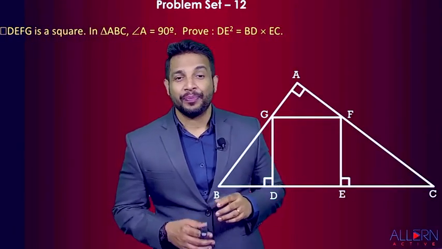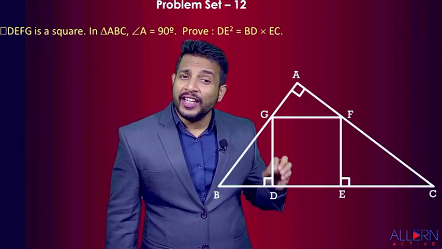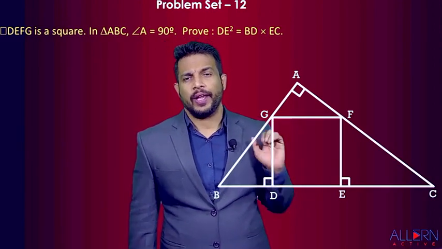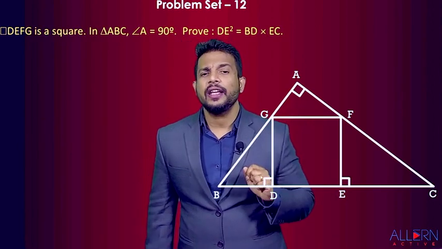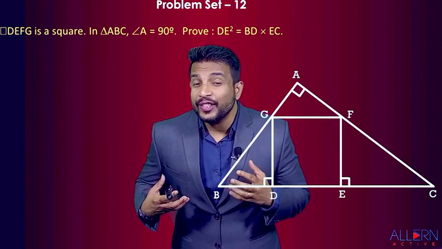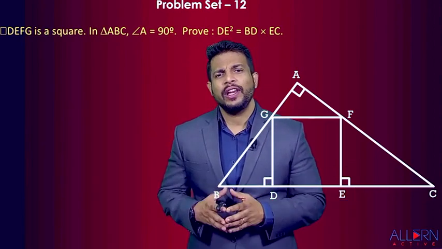Let us do a beautiful sum, a very interesting one. Let's see the sum. We have a figure here and the sum information. It says that quadrilateral DEFG is a square. In triangle ABC, we have angle A given as 90 degrees. Prove that DE square is equal to BD into EC. This is what we need to prove.